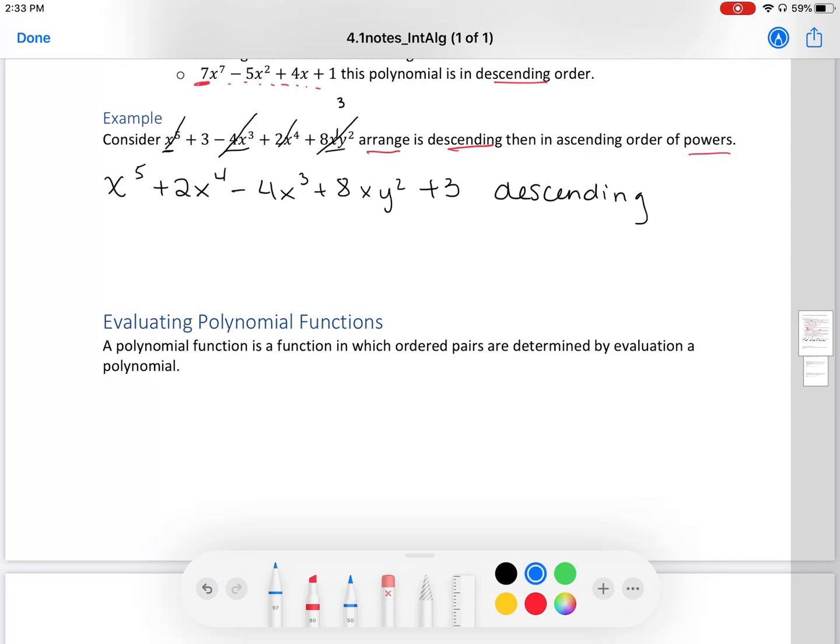Ascending, well, we just rearrange the order. We just start where we ended. That's where we start. So I have 3 plus 8xy squared. Then I have minus 4x cubed plus 2x to the fourth power plus x to the fifth power.